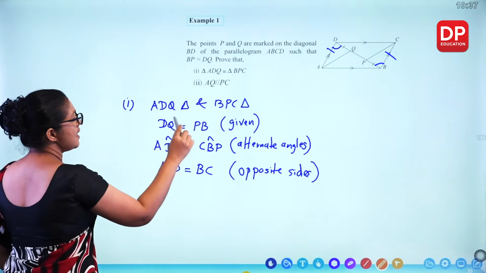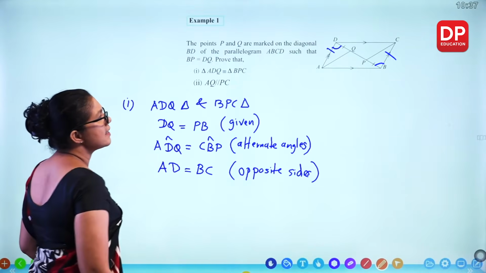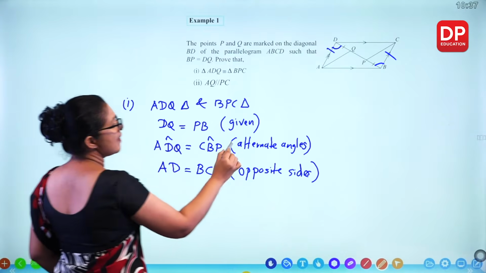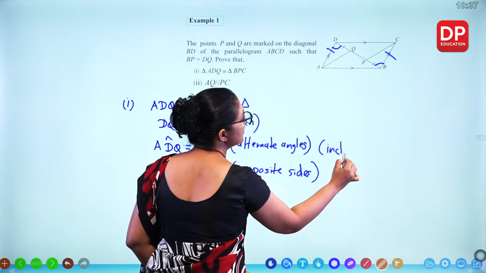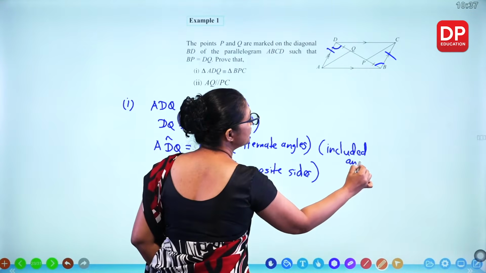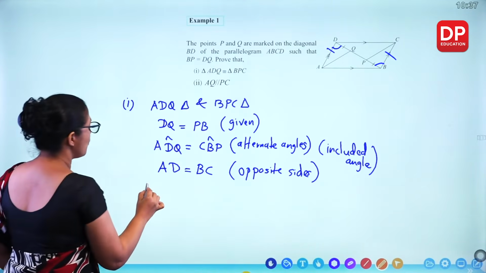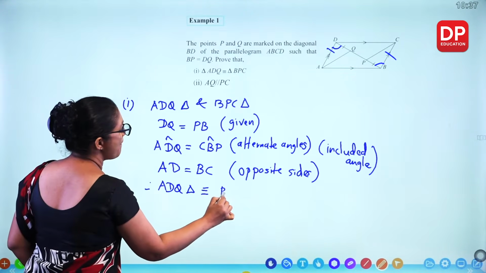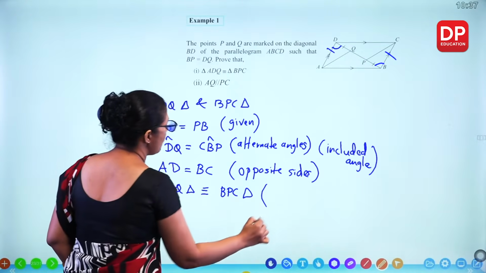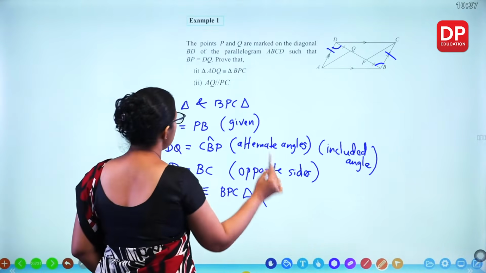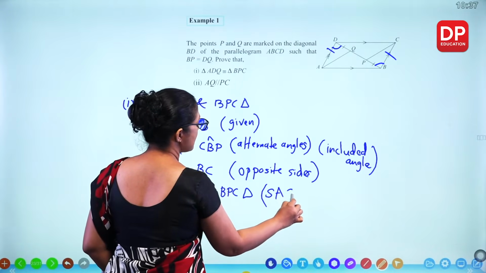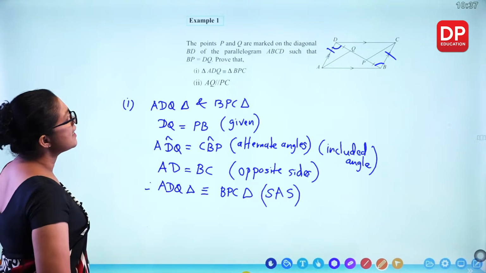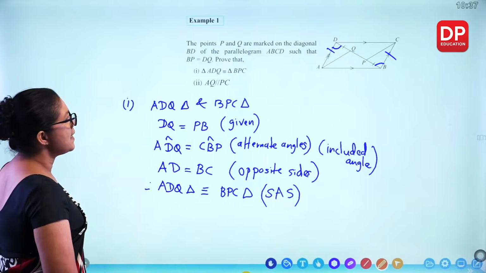Then we can say side angle side. This is the included angle. I can write this is also included angle. So therefore, ADQ triangle is congruent to BPC triangle. What's the situation? Side angle side. That's the first part. Then the second part, it says AQ parallel to PC.